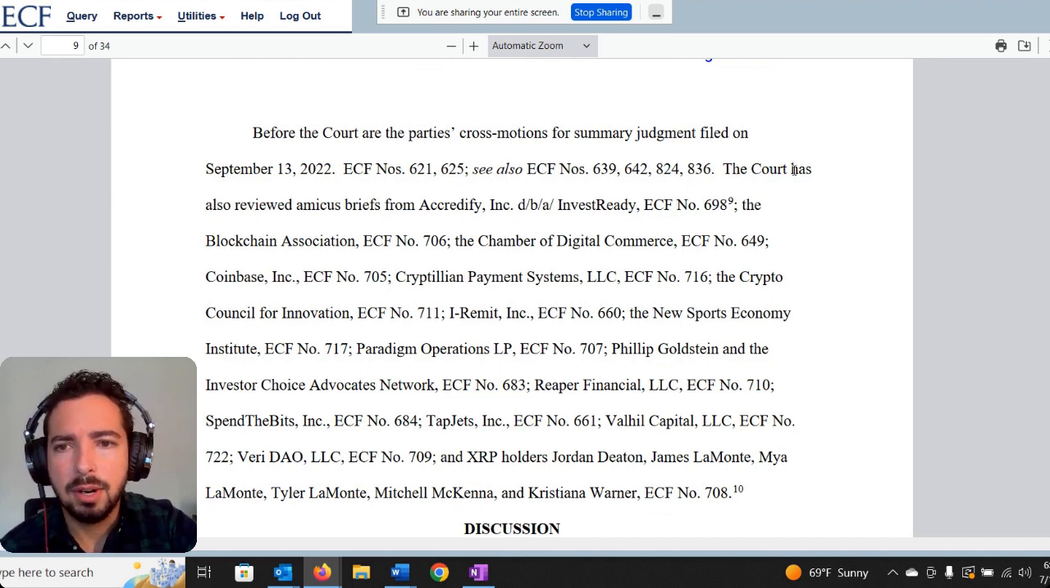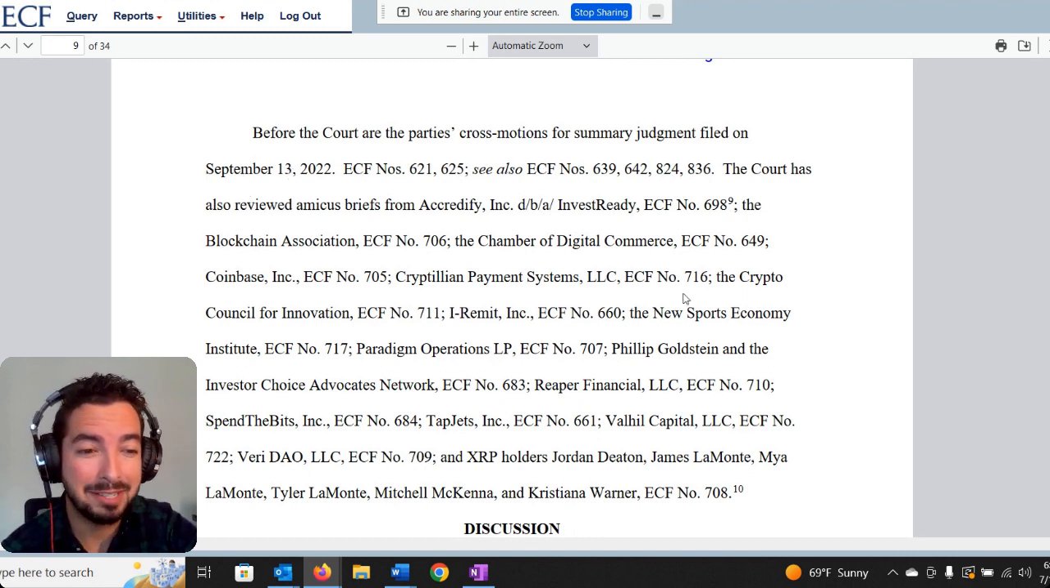Okay. The court has also reviewed. So the motions were filed in September of last year, and it's almost been a year. So when people tell you court cases are long, that's why. Okay. This is a very important motion that was filed, and it took almost a year. It took 10 months, basically, to decide that.